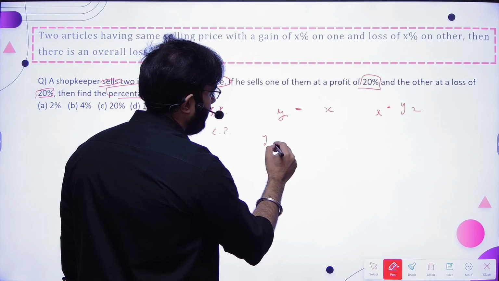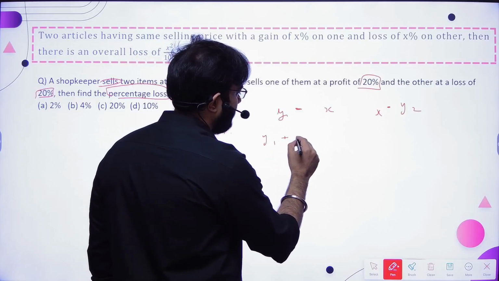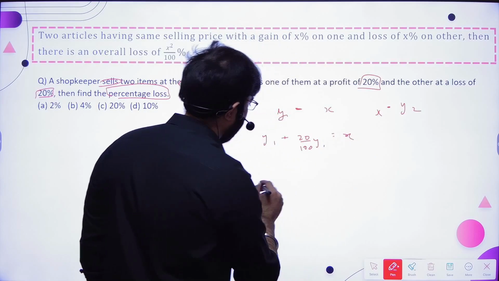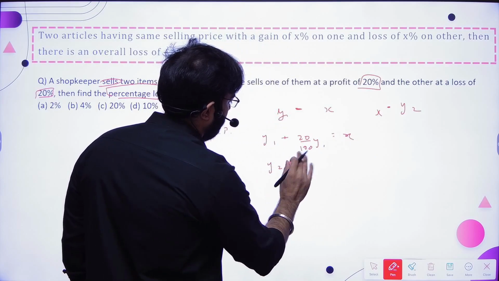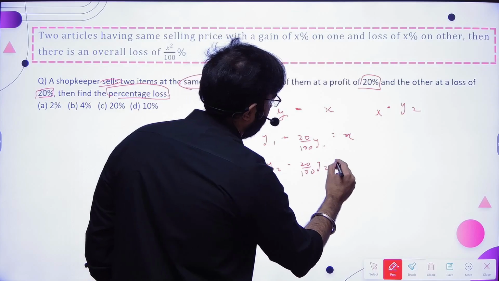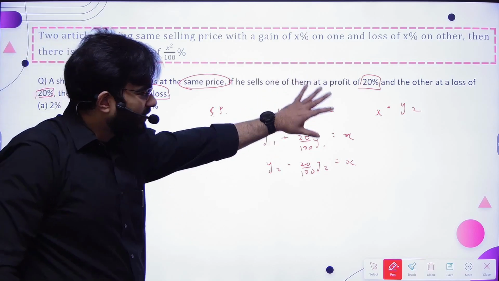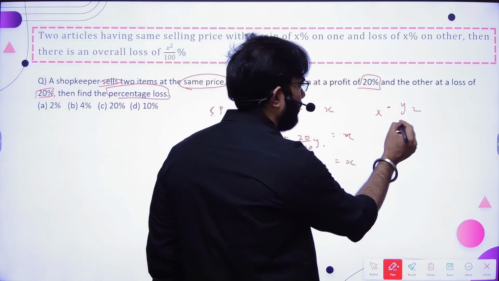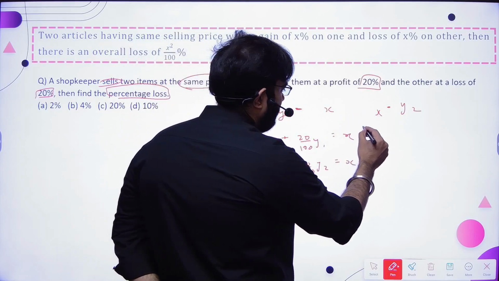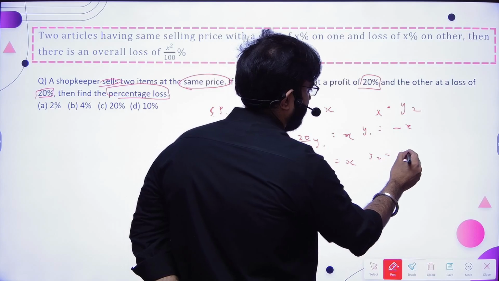So what will the equation be if we are obtaining the profit? Y1 plus 20% of Y1 is equal to X, and Y2 minus 20% of Y2 is equal to X. Okay, so now you can solve this and then apply the formula, and because it's going to be lengthy in nature, you can get Y1 in terms of X, and Y2 in terms of X.